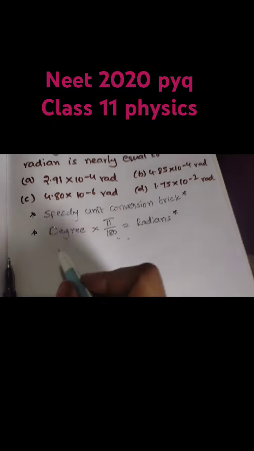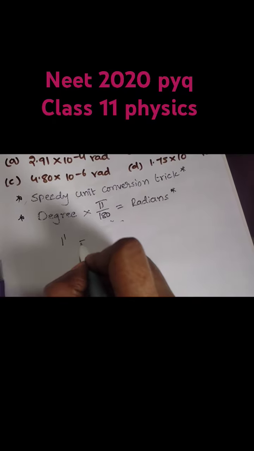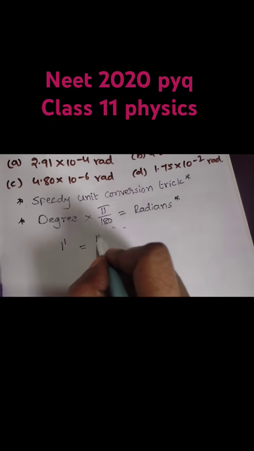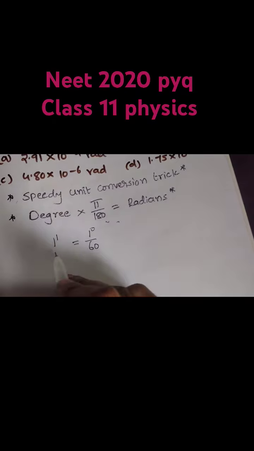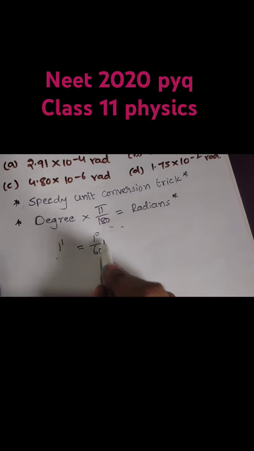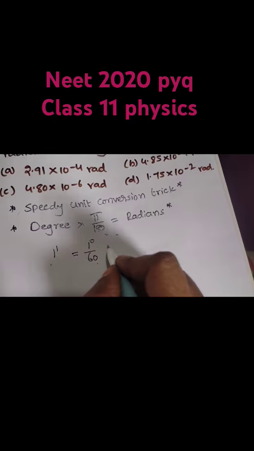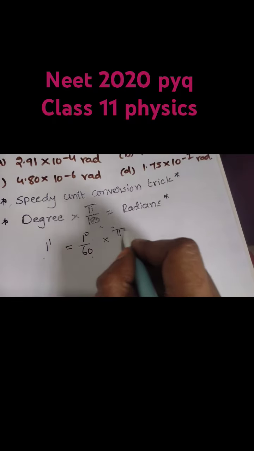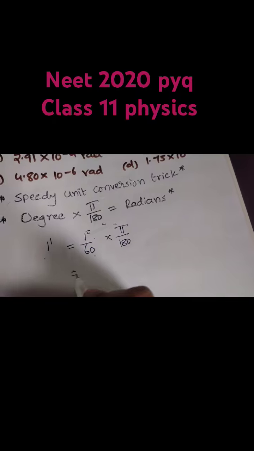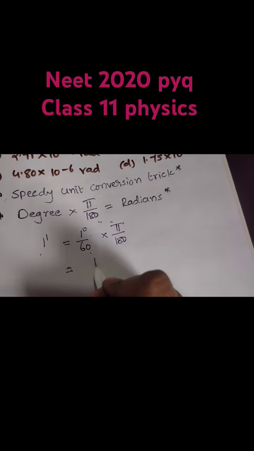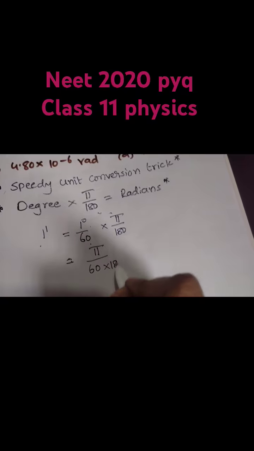Here they have given us 1 minute. So first of all, 1 minute can be converted into degrees. 1 minute can be written as 1 degree by 60. So in degrees, 1 minute equal to 1 degree by 60. This can be converted into radians by multiplying with pi by 180. So if we solve this problem, we get pi by 60 into 180.